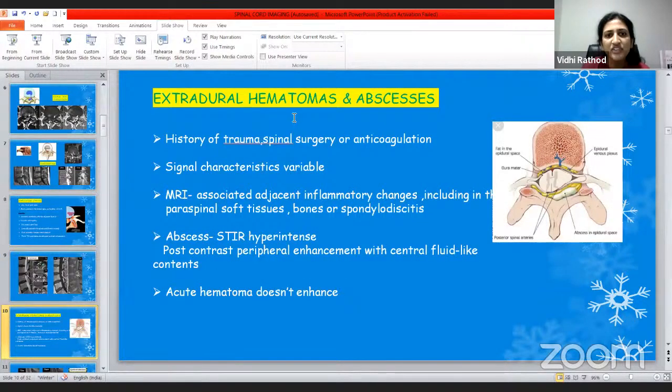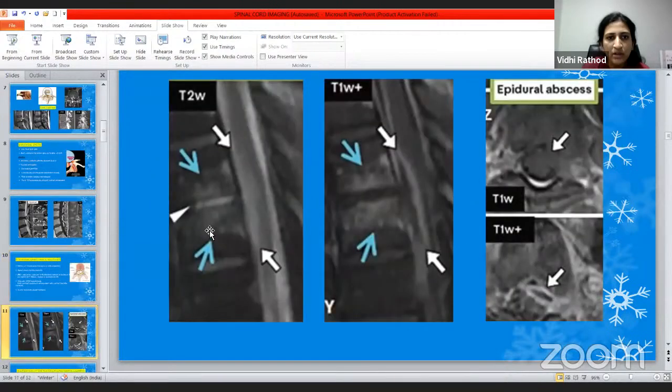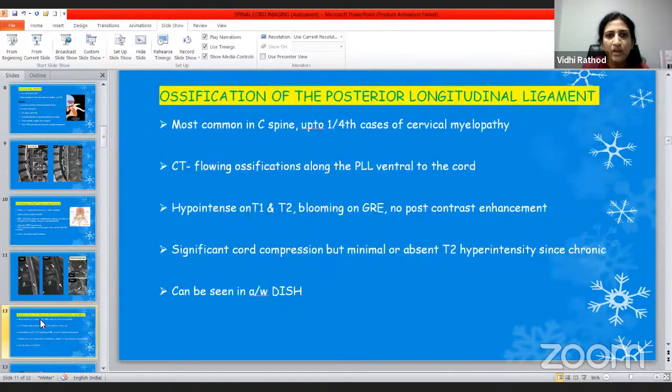The third entity is extradural hematoma and abscesses. For that, there needs to be a history of trauma, spinal surgery, or anticoagulation. The signal characteristics can be variable, and associated adjacent inflammatory changes on MRI can be seen. Abscess on STIR appears hyperintense, and there is peripheral post-contrast enhancement with central fluid-like contents. Here we can see that on T2 it appears hyperintense. On post-contrast images, it peripherally enhances with central hypointense components.